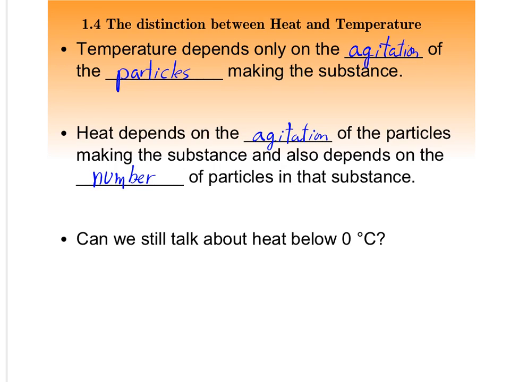Are they at the same temperature? Yes, they're both at 90, and my thermometers are reading the same number because all particles are agitated the same way. But do they contain the same amount of heat? Not at all, because heat depends on the number of particles as well. So the one with a volume of 1 liter has more particles than the one with a volume of half a liter, so it could provide more energy. It contains more energy than the smaller one.